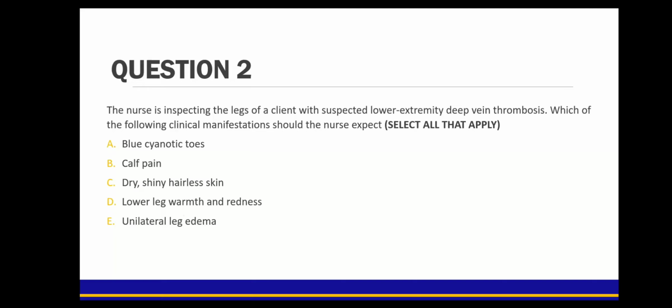All right, let's take a look at this one. The nurse is inspecting the legs of a client with suspected lower extremity deep vein thrombosis. Which of the following clinical manifestations should the nurse expect? So we're looking for clinical manifestations regarding what? Deep vein thrombosis. I don't see really any key words here. So let's take a look at this before we go to answers.